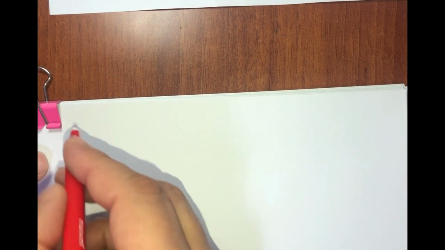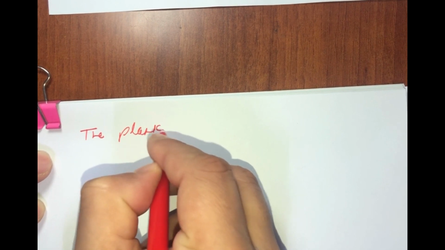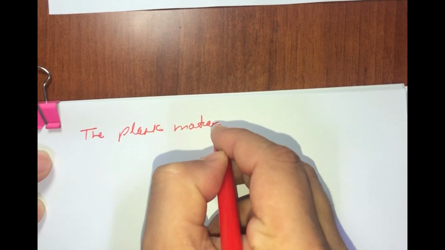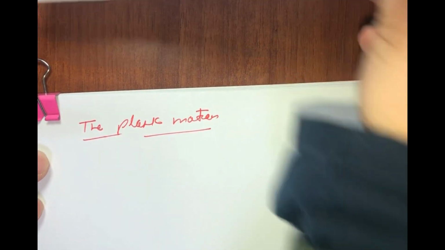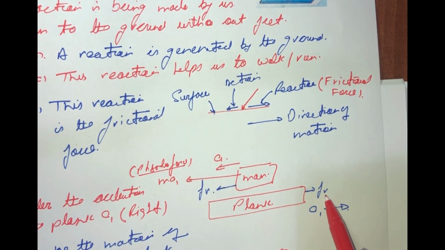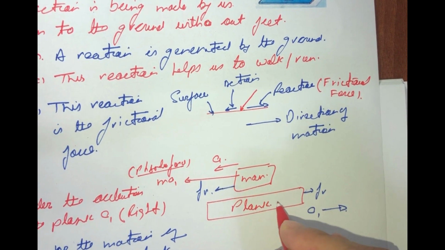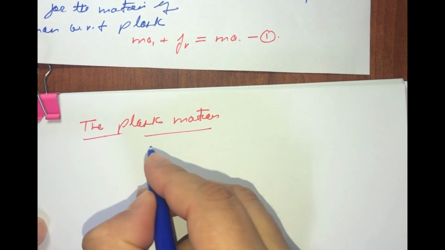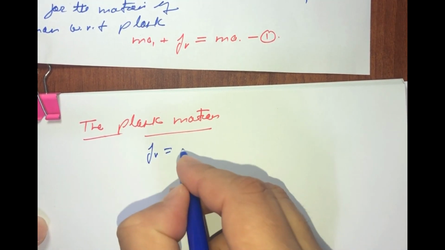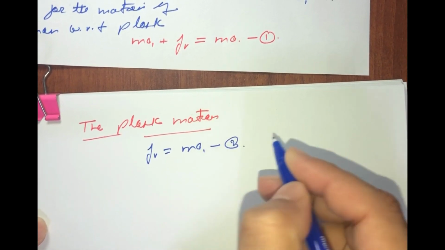Similarly, we can consider the plank motion, and we can say that the plank is going to move because of the force Fr, which is a frictional force, with acceleration A1, and its mass is given as small m. So from here we can write the equation as Fr equal to m a1. Let this be equation number 2.